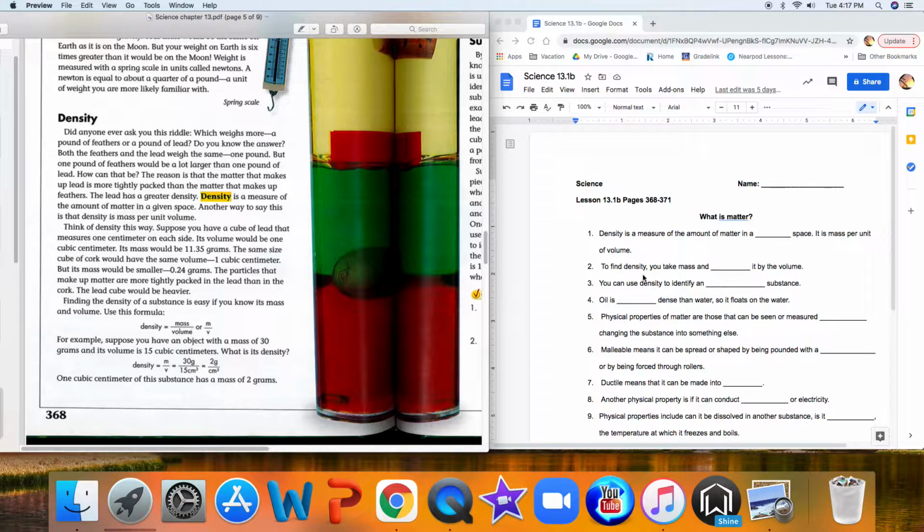So you've got number 2 in your notes. To find it, you need to have mass and volume, and to do that you take mass and divide it by the volume. For example, suppose you have an object that has a mass of 30 and a volume of 15. What is the density? You take 30, divide it by 15, and you get an answer of 2. 1 cubic centimeter of this substance has a mass of 2 grams.